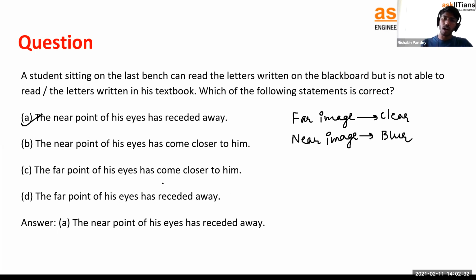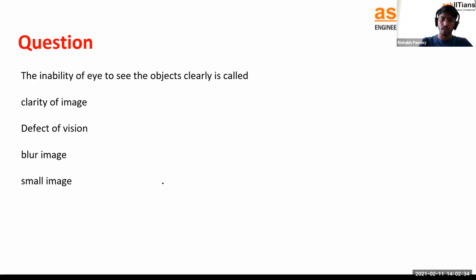This was regarding the defects in vision. We have one more question. The inability of the eye to see objects clearly is called, obviously, defect of vision.